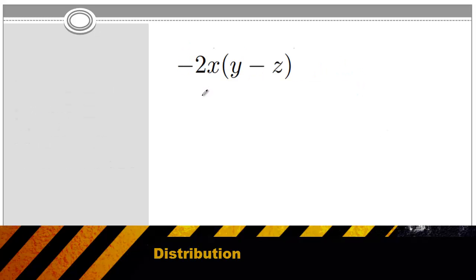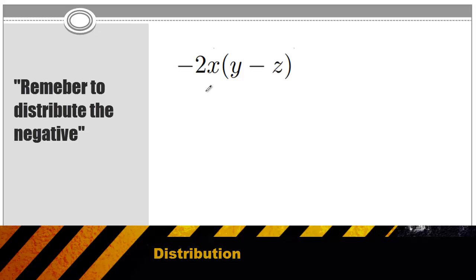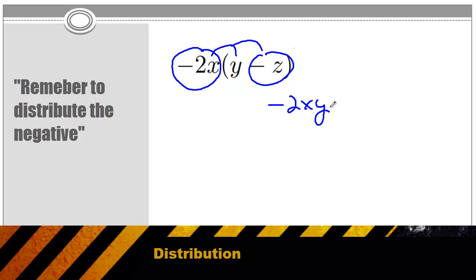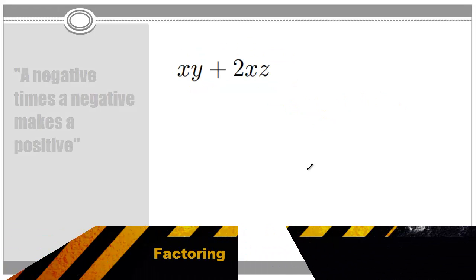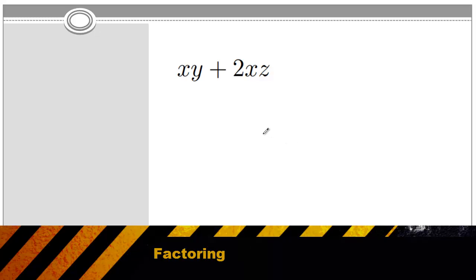When you're multiplying with a negative number across parentheses, you have to remember to distribute the negative sign as well as the whole number. So in this case we're going to multiply negative 2xy times a positive y and times a negative z. So our final answer becomes a negative 2xy and then a positive, because a negative times a negative becomes positive, so a positive 2xz.